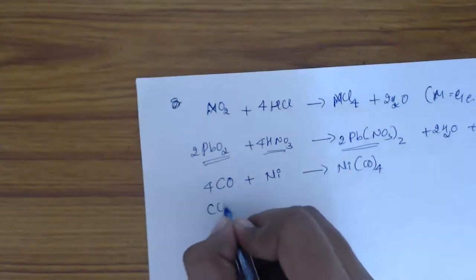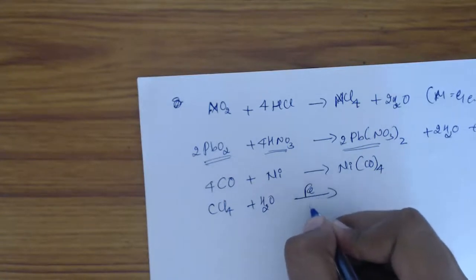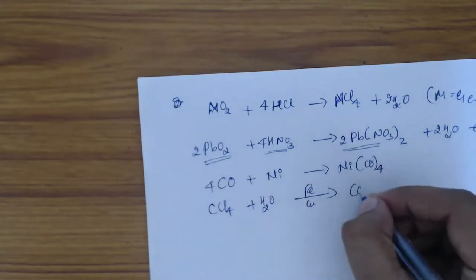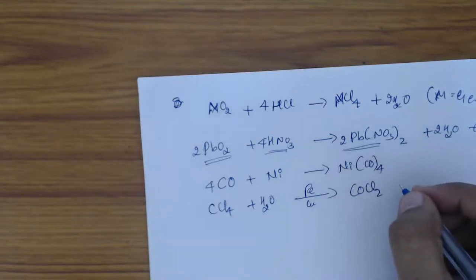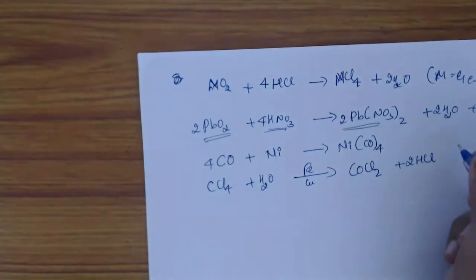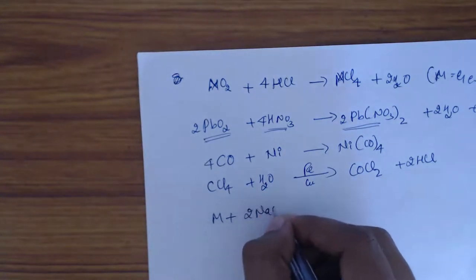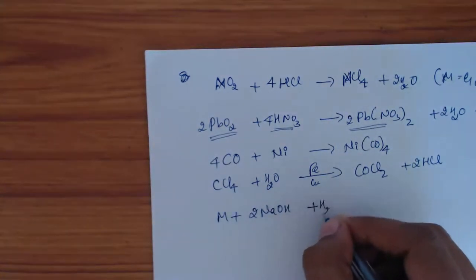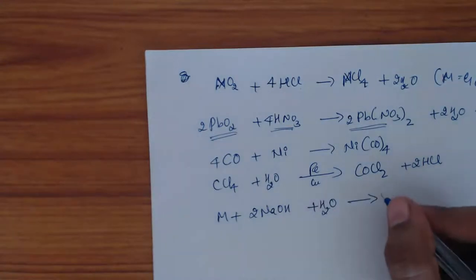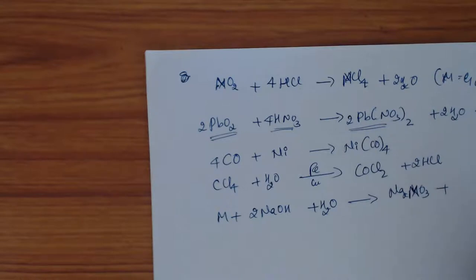Okay, next, if CCl4 is treated with H2O in presence of iron or copper as a catalyst, then it forms hydrochloric acid, 2HCl. Okay, next, these metals M react with alkalis in presence of water, or aqueous solution of alkalis, they form Na2MO3 type compounds. What are they called? Sodium metal oxides.